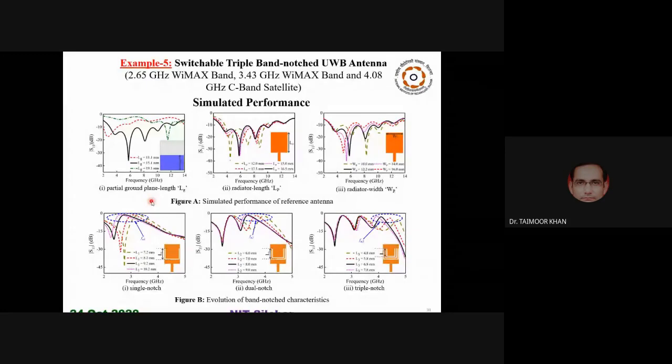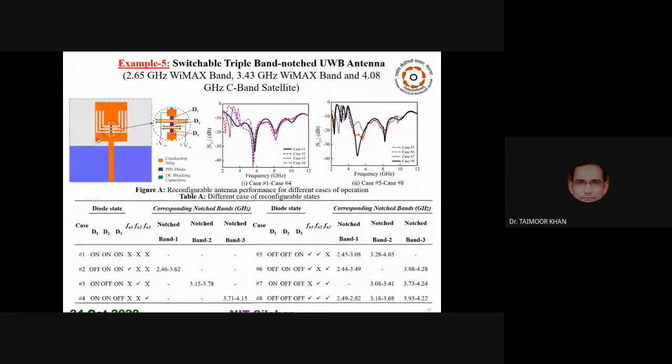Okay, if we keep the ground plane size within 2.5 to 3 times the radiator, then it will give you the best possible performance. It is not going to hamper the radiation characteristic. It is 2.5 to 3.5 as far as the UWB antenna is concerned. In this one, this gap is very important for creating the UWB characteristic, because this gap is solely responsible for creating the UWB characteristic, nothing more than that.